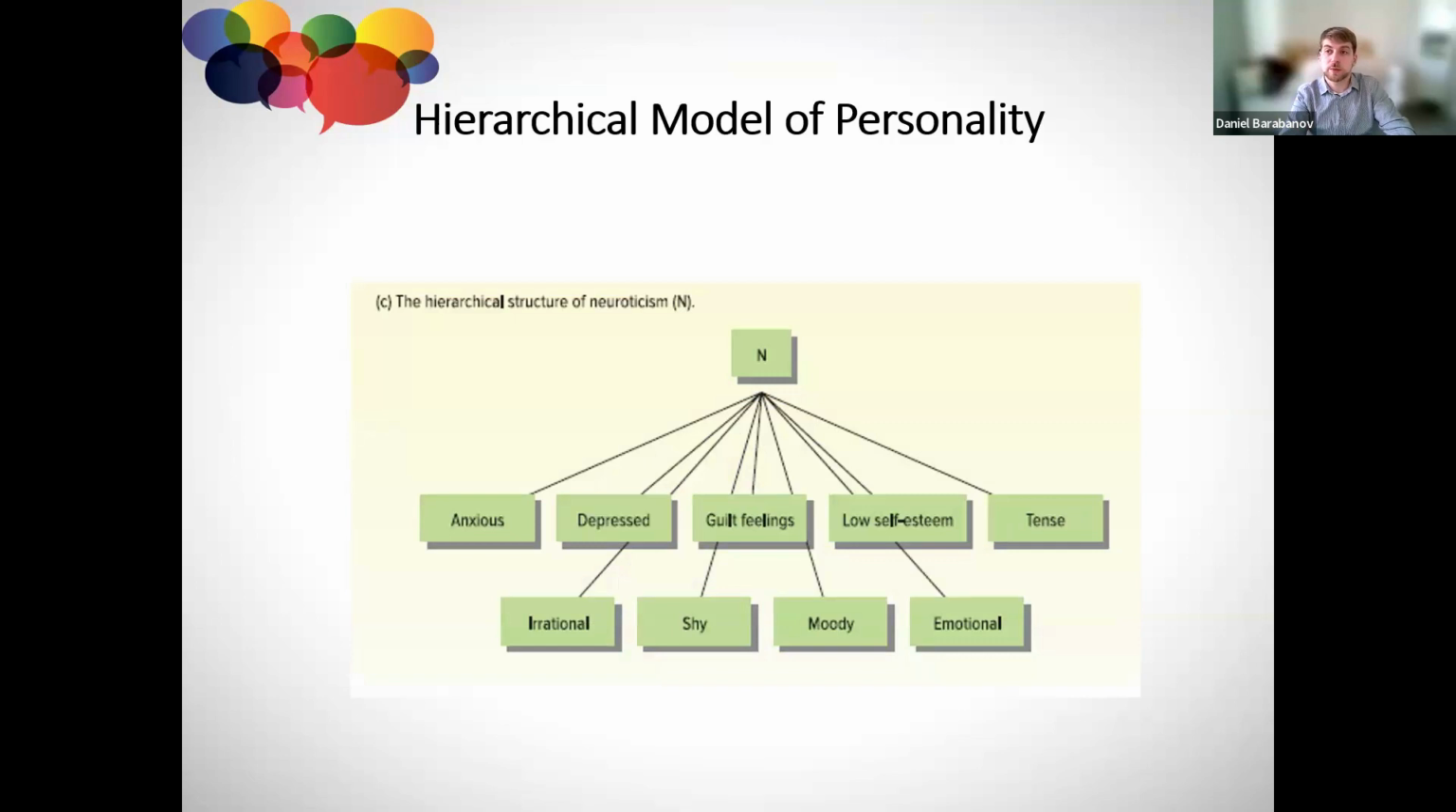Neuroticism is the opposite pole of emotional stability. So people who score high on neuroticism are more anxious, more depressed. They experience more feelings of guilt or shame, suffer from lower self-esteem and unnecessary tension. They might be more irrational, shy, moody, and emotional. So the main problem is that people who score high on neuroticism get irritated and upset more easily than people who score high on emotional stability.